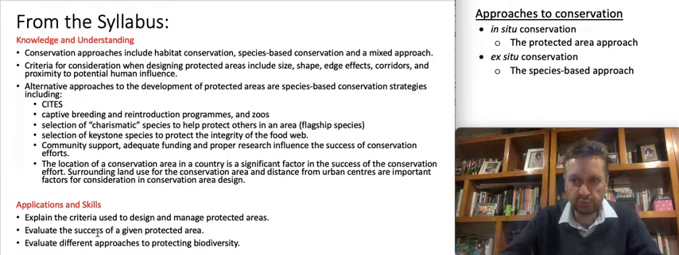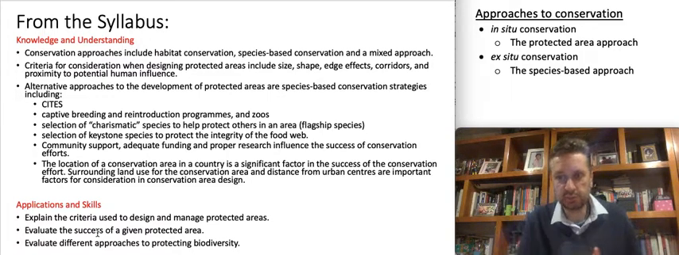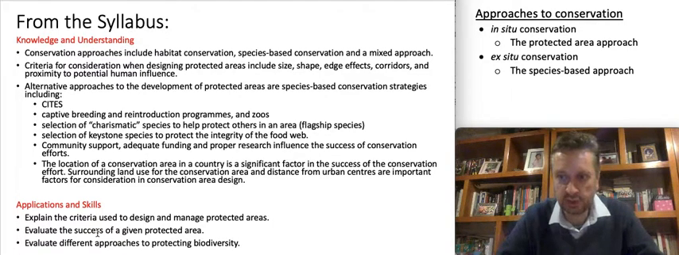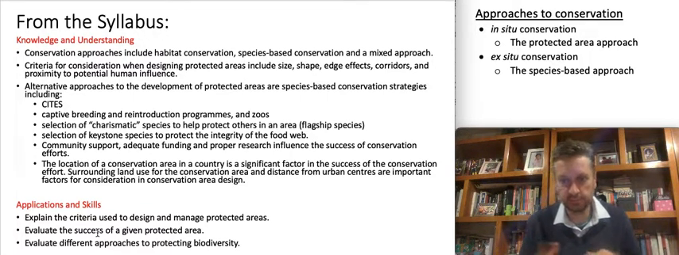By the way, just before I move on, I mentioned in the previous video slightly different terminology. I suggested you could have a preservation approach, which would be a very ecocentric approach where you basically protect an area in terms of the exclusion of humans.